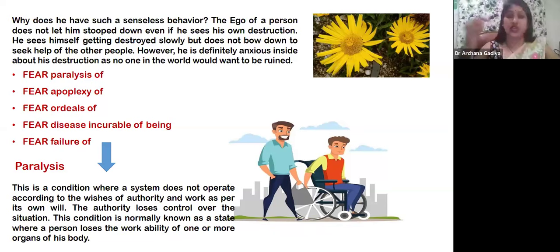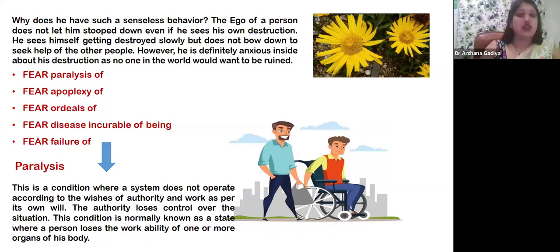जब वो पर्सन आपको एक जगह से दूसरा जगह लेके जाएगा तब आप जा सकते हो, आप खुद होके कुछ नहीं कर सकते उस केस में। आपके जो सारे ऑर्गन्स है उसने आपका कमांड सुनना बंद कर दिया है, वहां पे भी आपका कमांड नहीं सुना जा रहा है। That hurts Arnika. The authority loses control over the situation, and this condition is normally known as a state where the person loses the work ability of one or the other organ of the body.